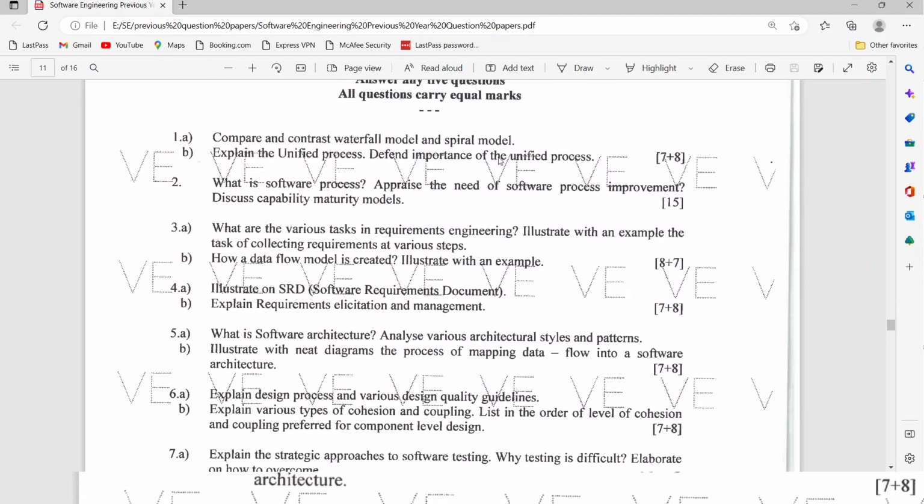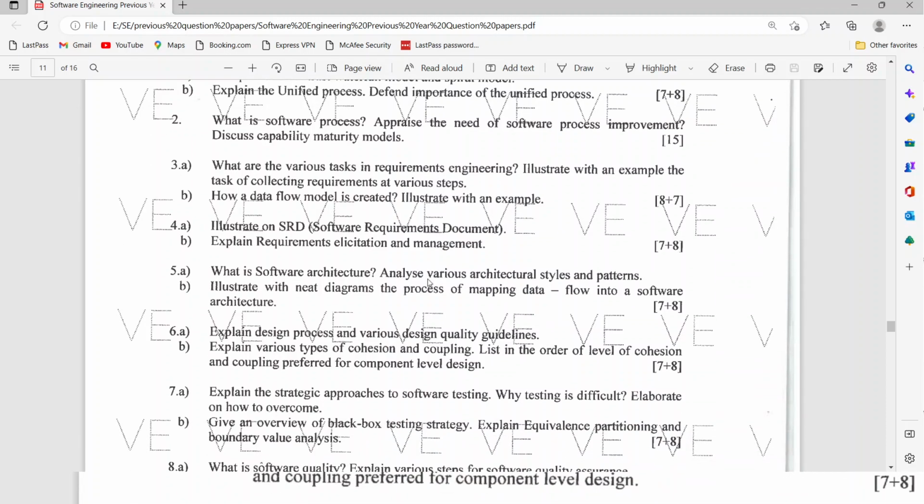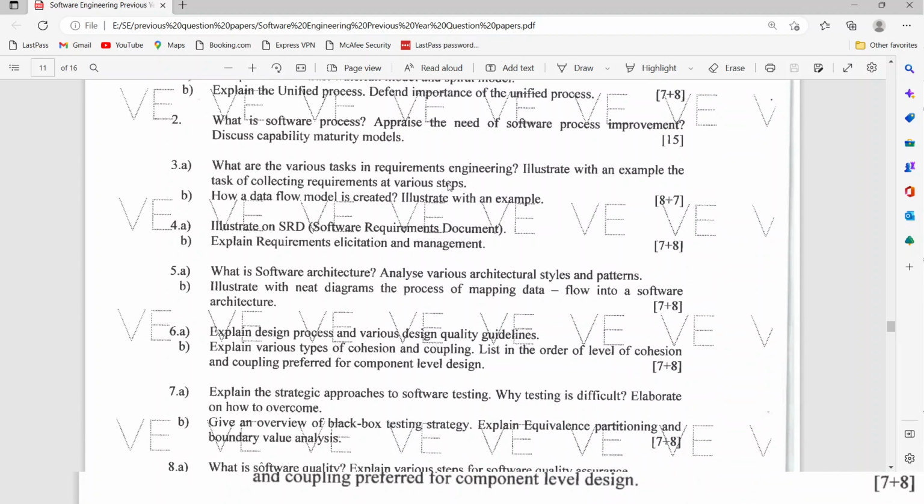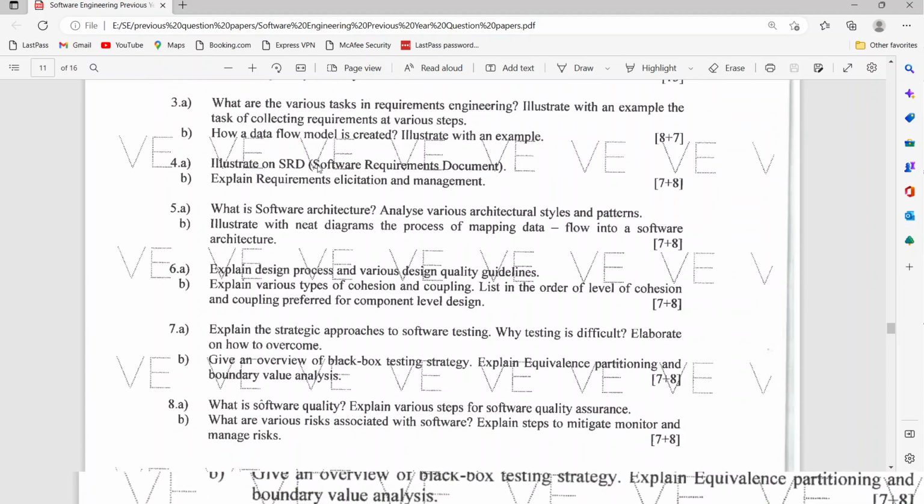See, just the differences between the waterfall model and the spiral model. If you know very well about these two models, you can explain in a clear manner, and the unified process explanation completely. And what is the software process improvement methods, and what are the capability maturity models, and what are the tasks in the software requirements engineering, and how a data flow model is created, and illustrate with an example. You try to explain what is meant by data flow first of all. For a particular scenario, how you can create the data flow model, that you explain it. And the software requirements document structure they will ask, and what is meant by requirements elicitation and the analysis.